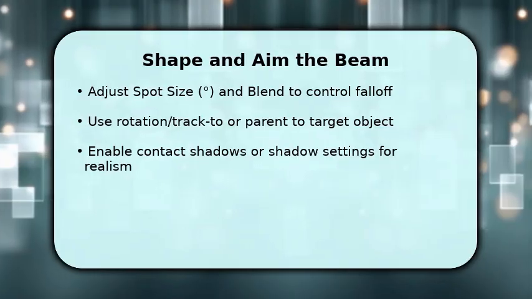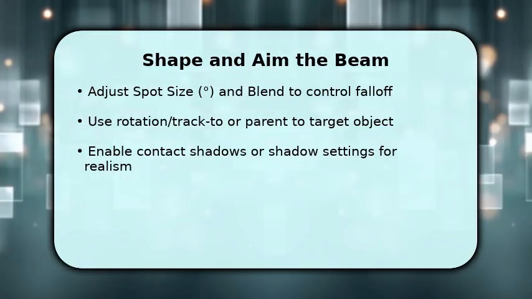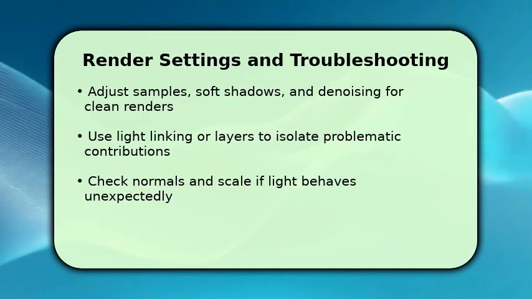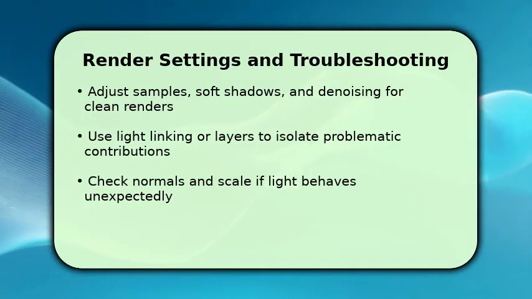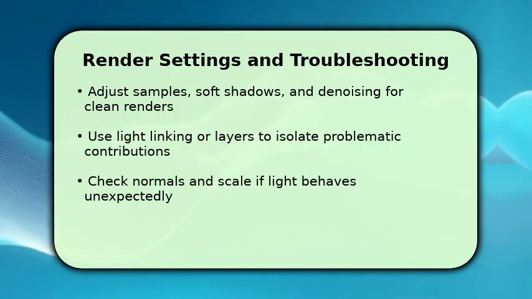Increase light samples or use adaptive sampling and denoising to remove noise from the spotlight area because clean highlights sell realism. If the light affects unintended objects, isolate it with collections or light linking. This prevents spill and speeds troubleshooting.